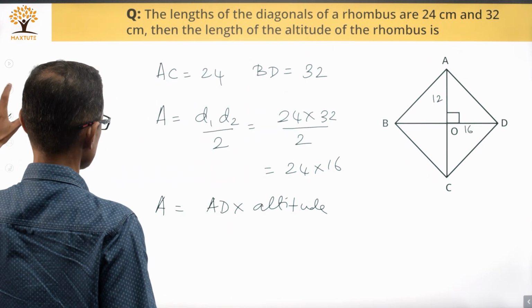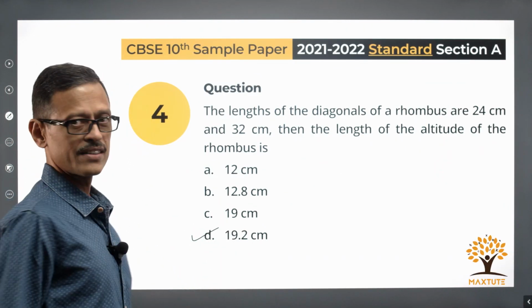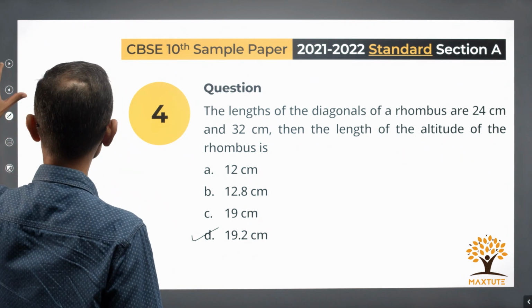Right? Check out what the answer options are. 19.2, D is the answer. D is the altitude of this. 19.2 is the altitude of this rhombus.